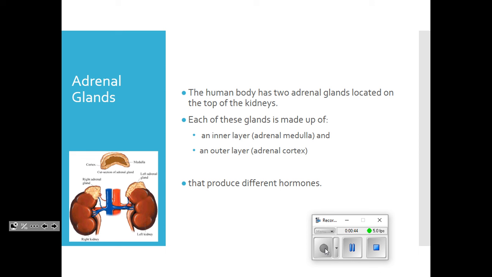Now you have two adrenal glands located on the tops of your kidneys. Each of the glands is made up of two parts. So you can see in my picture here, we've done a little cross section of it. The inner portion or inner layer is called your adrenal medulla.